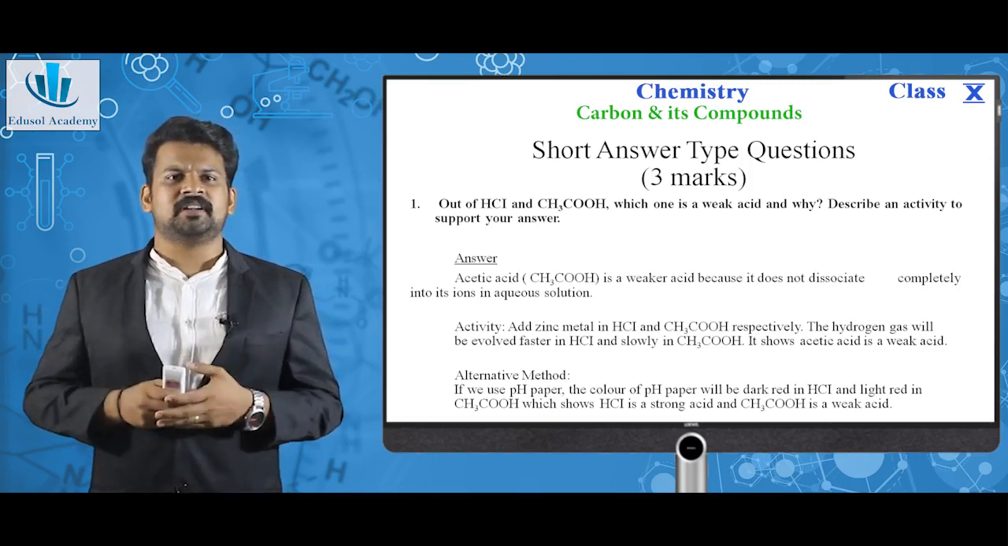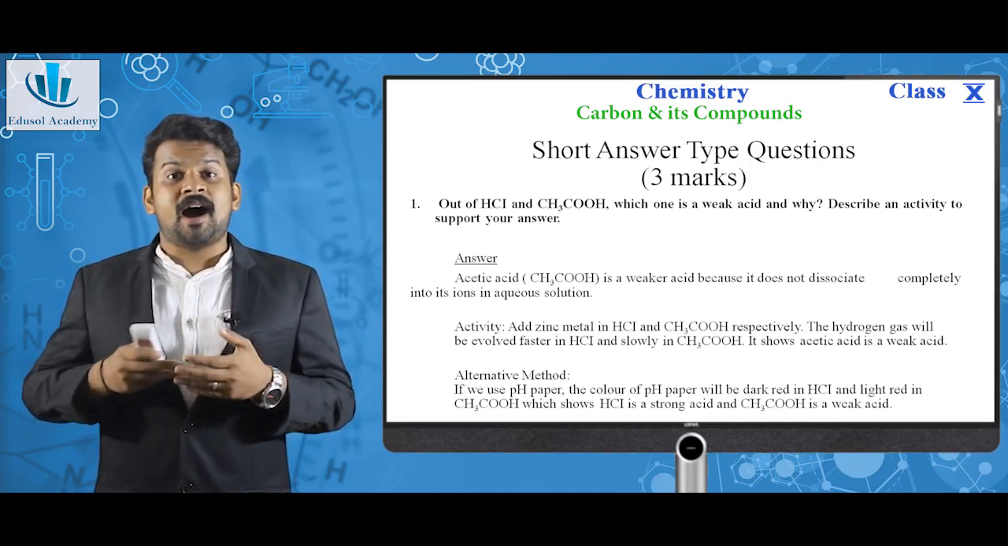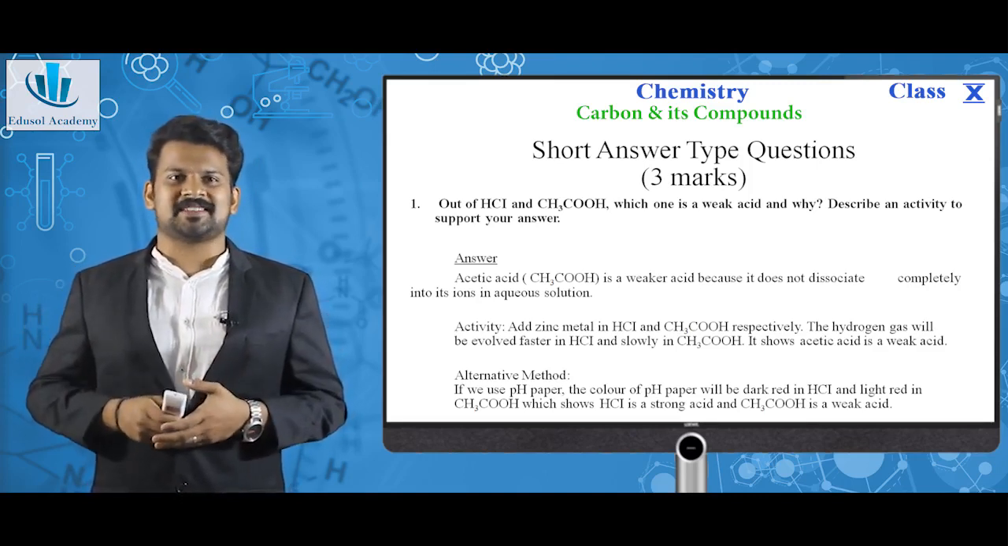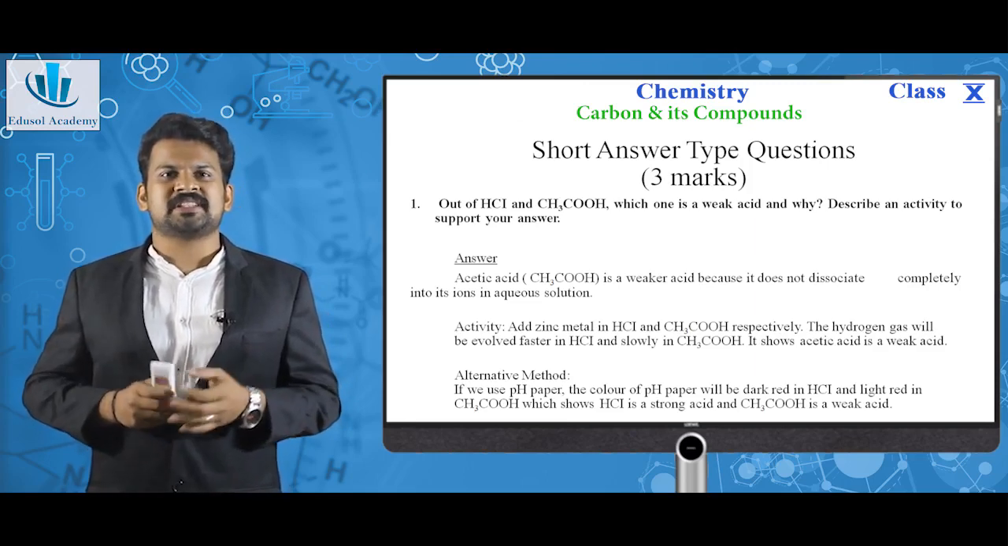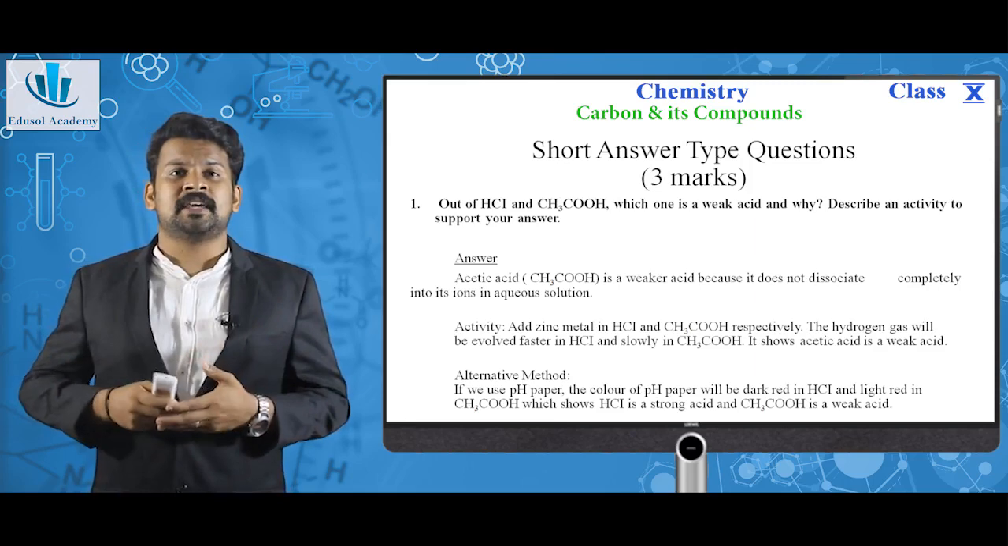As an alternative method, if we use pH paper, the color of pH paper will be dark red in case of HCl and it will be light red in case of acetic acid because CH3COOH is weak. Strong acid will give a darker color, weak acid will give a lighter color.